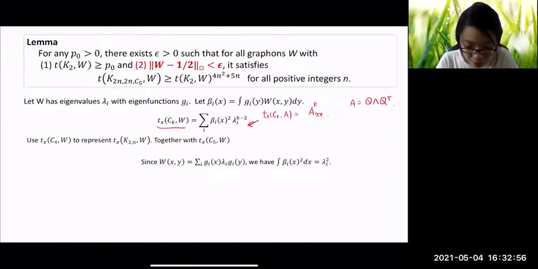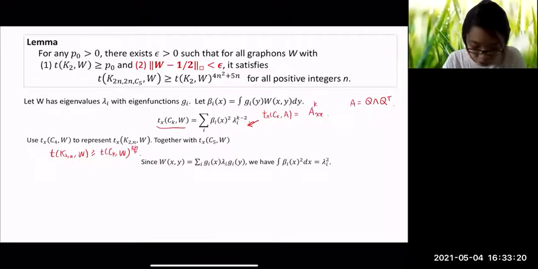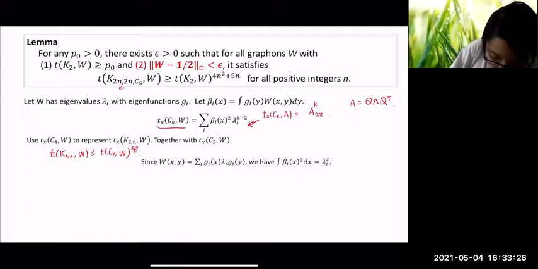And after we have this, why is this useful? Because we can use the C4 count to represent the complete bipartite graph count as we did before. So basically, the count of K_{2,n} in W is at least the C4 count of W to the 2n over 4, as we did before. And when we are counting, this is going to equal the integral over dx of the count of K_{2,n} multiplied by the C5 count.